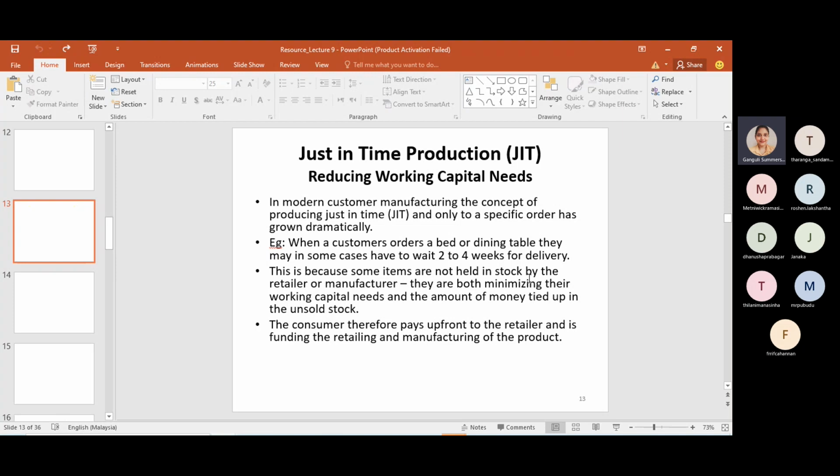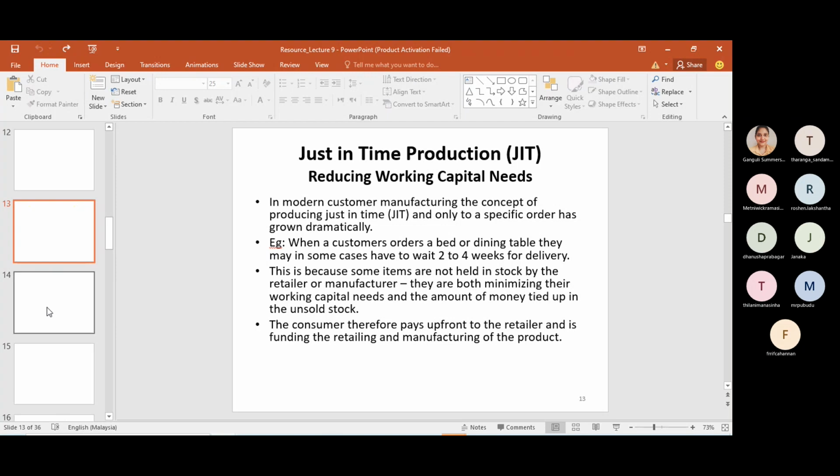So the main advantage of this method is that you do not need to stock up your raw materials. Here you are starting the manufacturing process only after receiving an order. So you don't have to spend money and stock up your raw materials. You can buy your raw materials only after receiving an order. That is a huge advantage of this just-in-time production method.